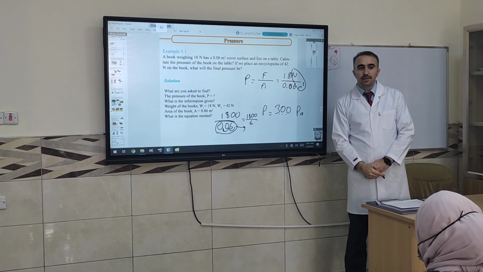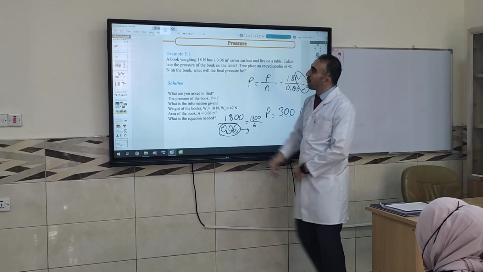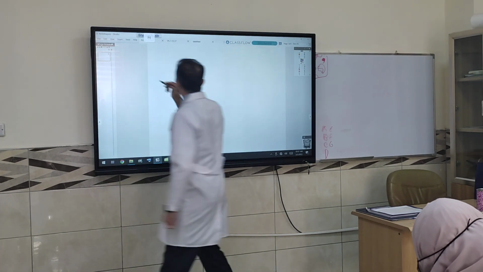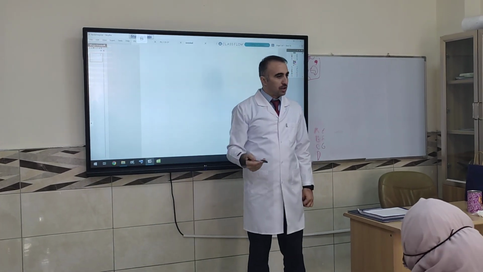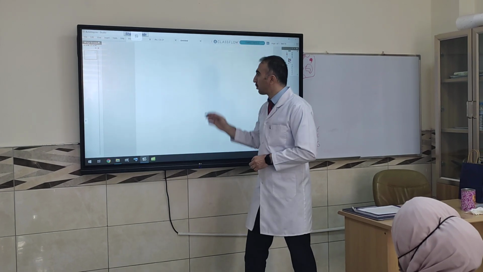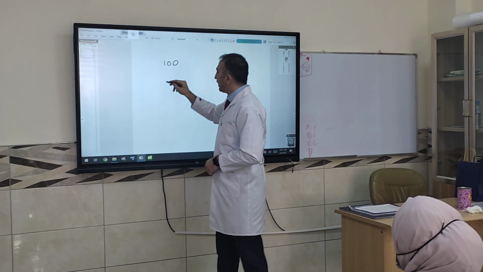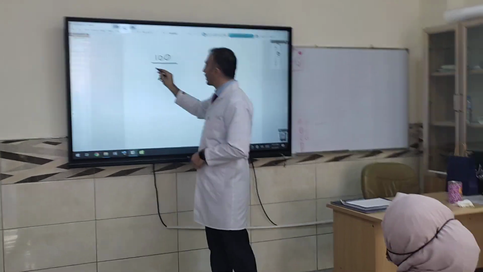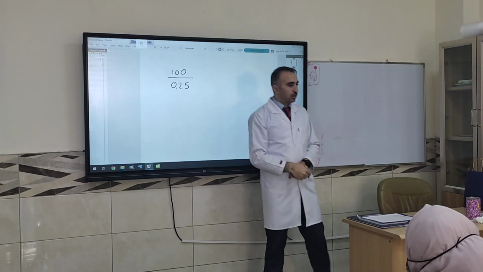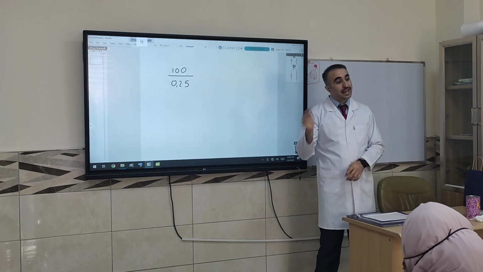Do you have any question about this? Okay. About this, I will ask you another question about the same math problem. For example, 100 divided by 0.25. Can you do this? With the same name.